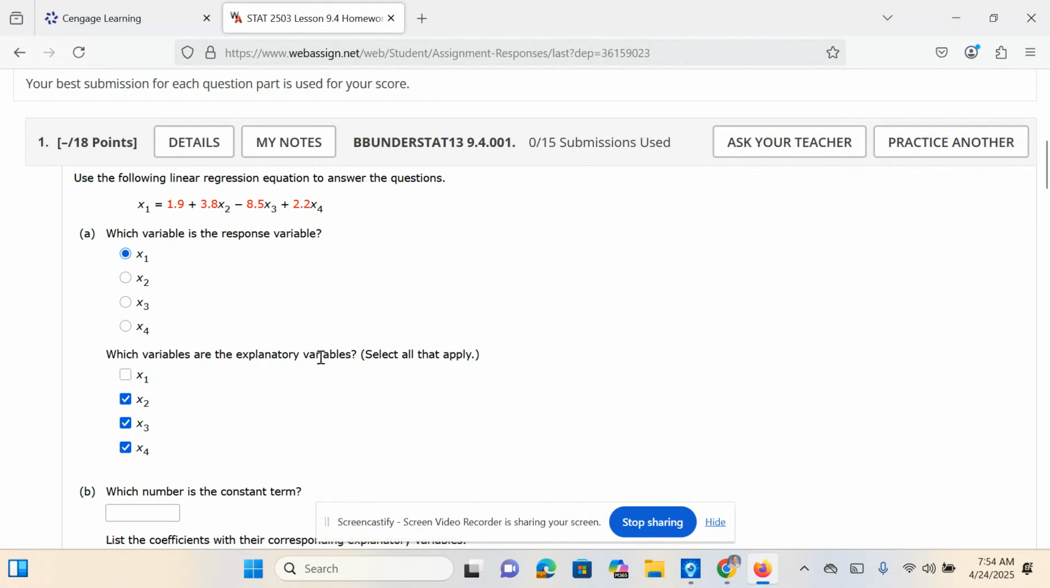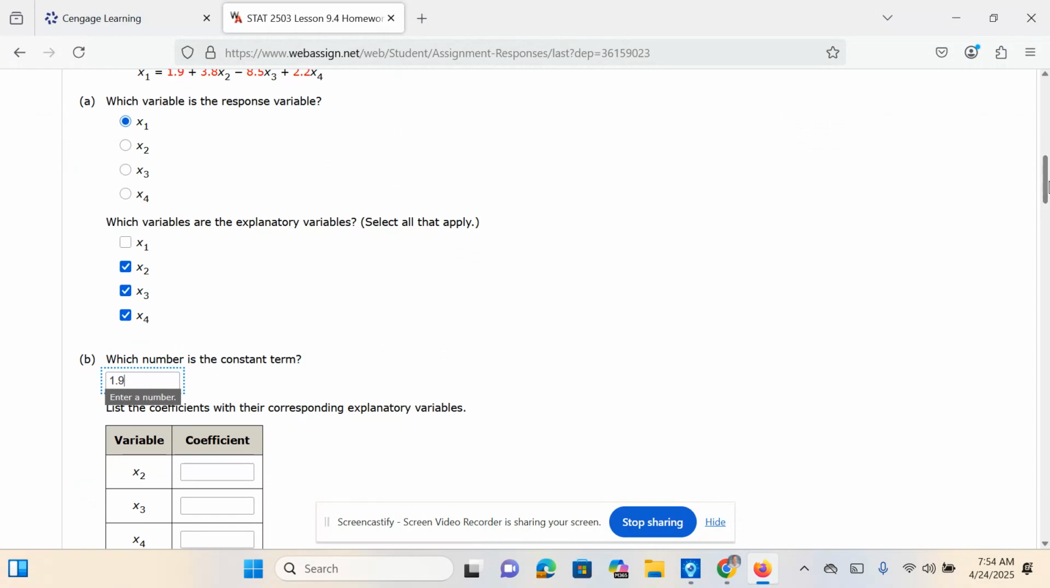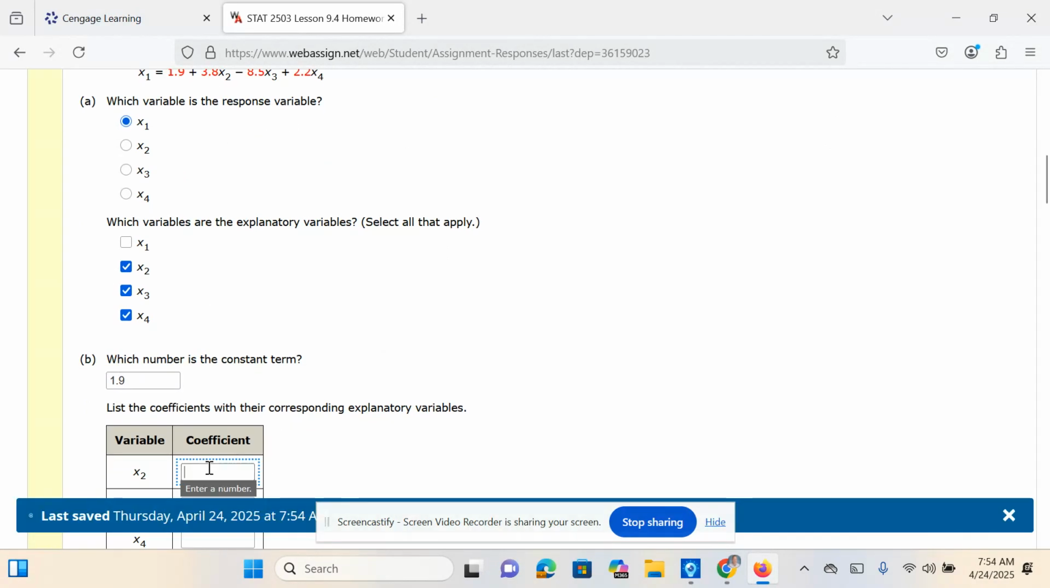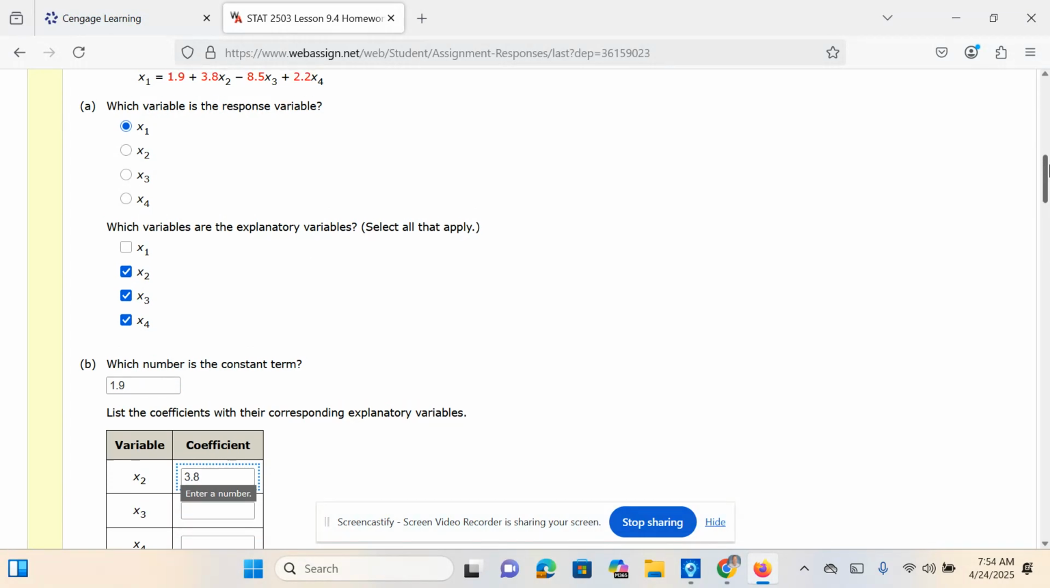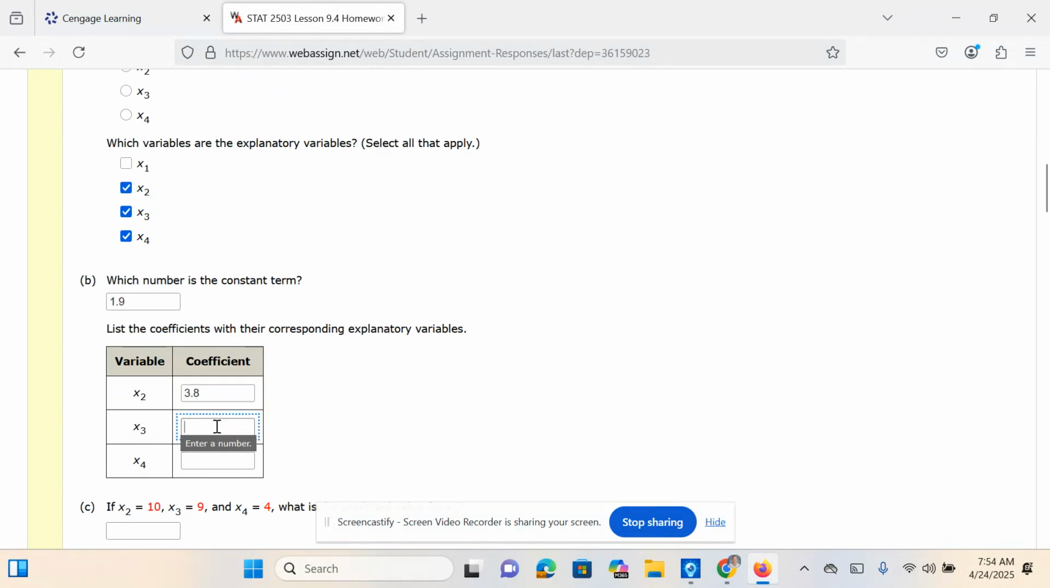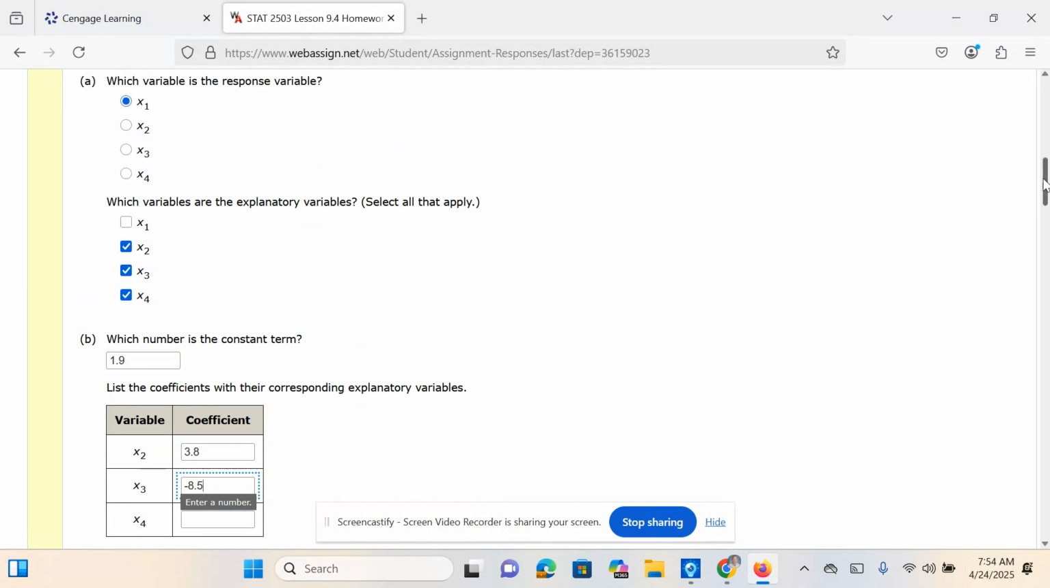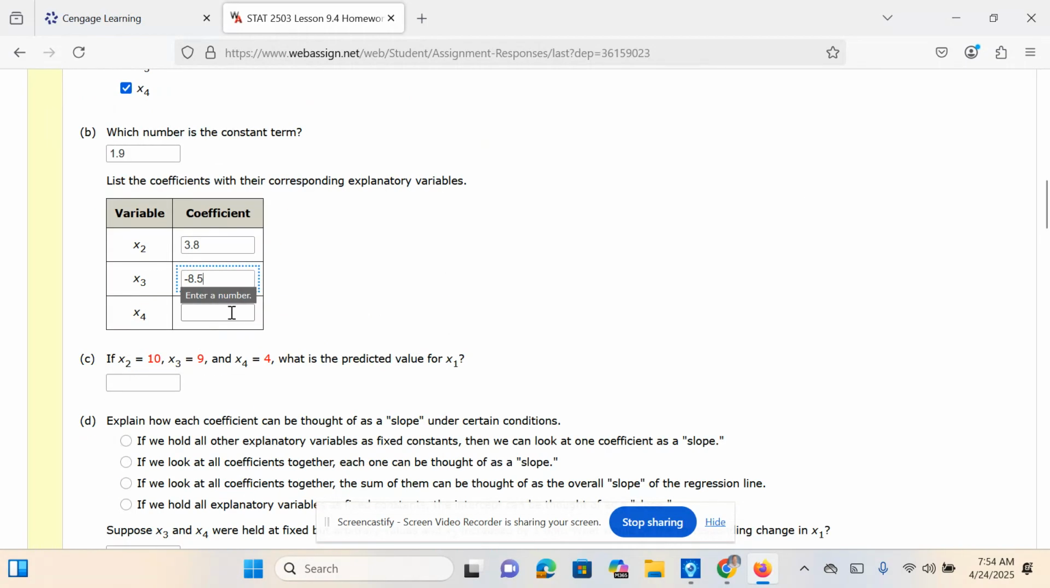What is the number of the constant term? The constant term is the number that does not have a variable attached to it. So it's 1.9, just this one right here. There's no variable attached. And then list the coefficients of the explanatory variables. The explanatory variables are x2, x3, and x4. X2's coefficient is 3.8. X3's coefficient is negative 8.5. And then X4's coefficient is 2.2.